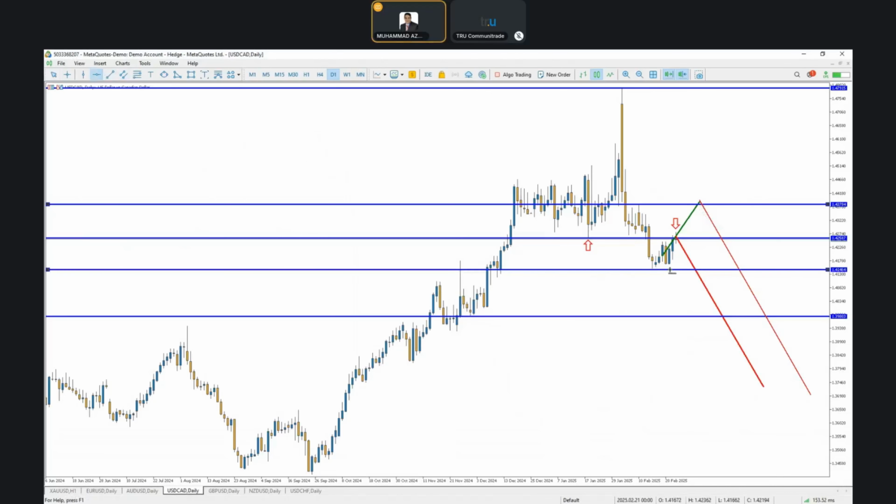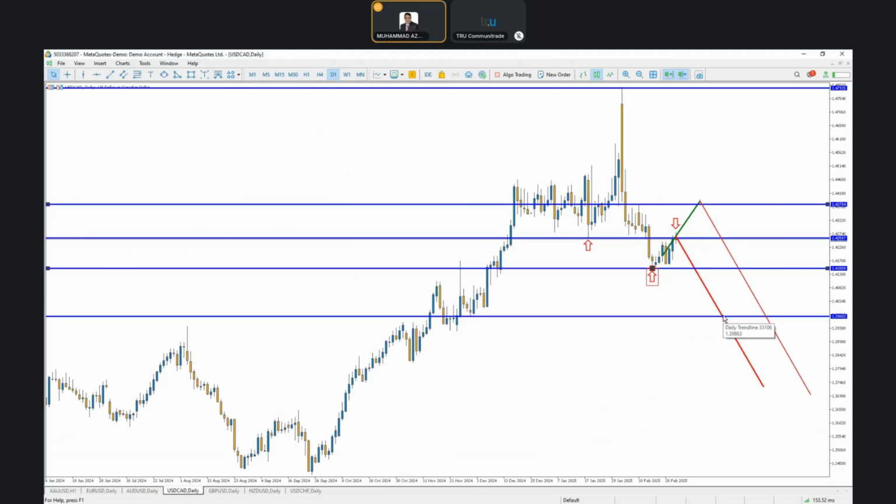A second idea is to wait for the price action to break below the most recent swing low at the 1.4150 level, which is going to open the door for further decline towards 1.3980 inside the USD CAD currency pair.